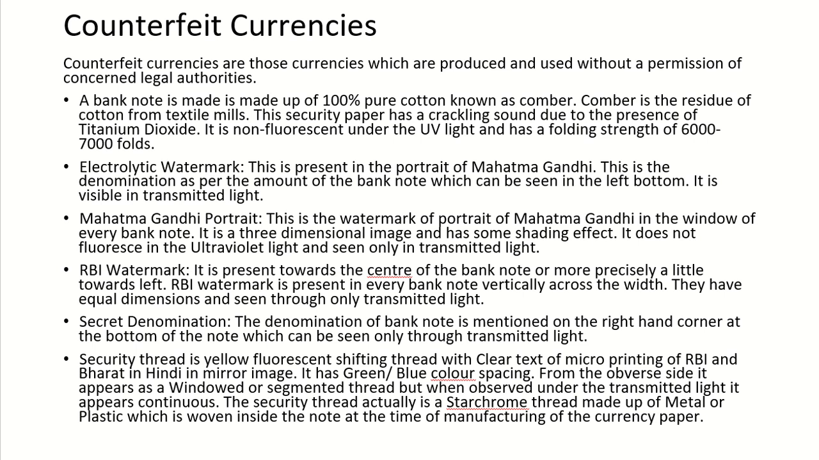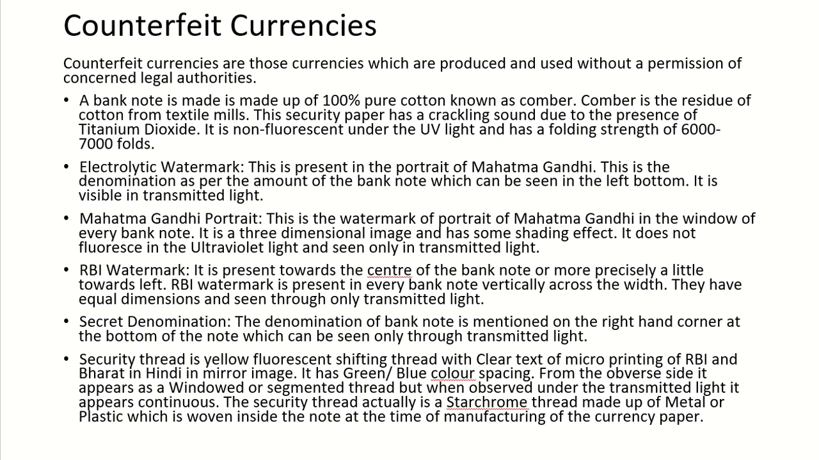RBI watermark, it is present in the center or you can say slightly left, and it is present vertically across the width of the banknote. The dimension of the note is written and it can also be seen through transmitted light. Secret denomination. So the denomination of banknote is mentioned on the right hand corner at the bottom, and it can only be seen through transmitted light.